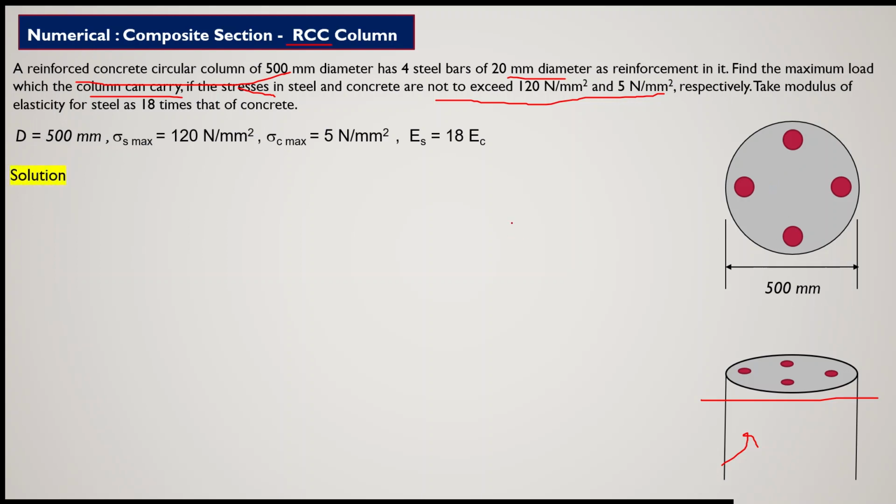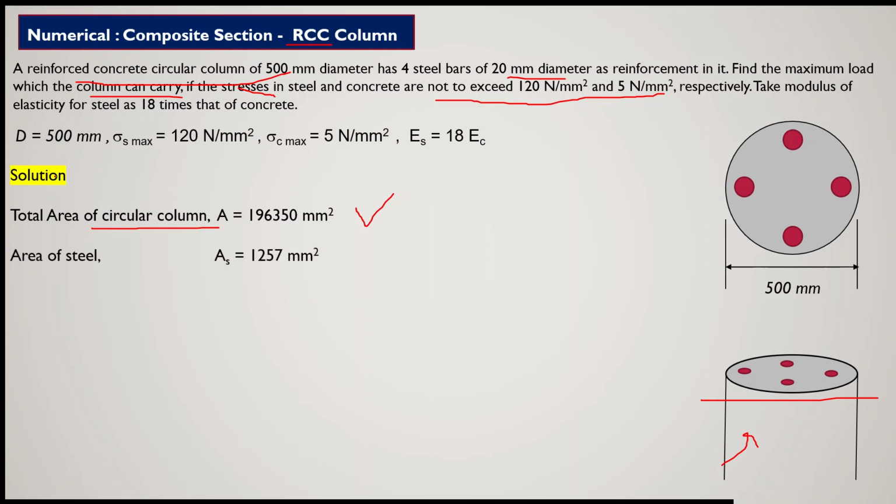So now let us try the solution. First of all, we will find out the area of the circular column. So the area of the circular column from the diameter is coming out to be 196,350. Now this area is of the composite section. So some of the area of this composite section will be taken by steel and the remaining by concrete. So for the area of steel, because there are 4 bars, first we calculate the area of 1 bar and multiply it by 4, then you will get 1257 millimeter square. So this is the area of steel.